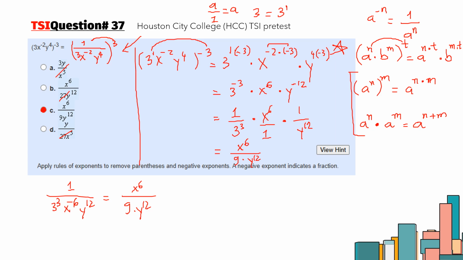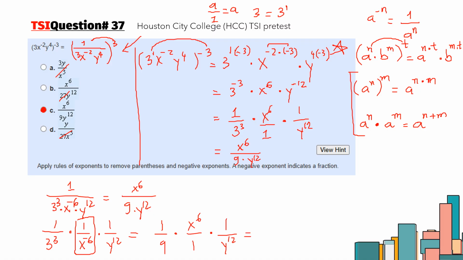And if you don't know how, remember that when you have multiplication, this is the same thing as 1 over 3 cubed times 1 over x to the power of negative 6 times 1 over y to the power of 12. Now everything is positive except for x to the power of negative 6. So we rewrite that as 1 over 9 times x to the power of 6 over 1. We flip over, so the exponent changes sign. So it's x to the power of 6 times 1 over y to the power of 12, and then we multiply fractions, top to top, bottom to bottom: x to the power of 6 over 9 times y to the power of 12.